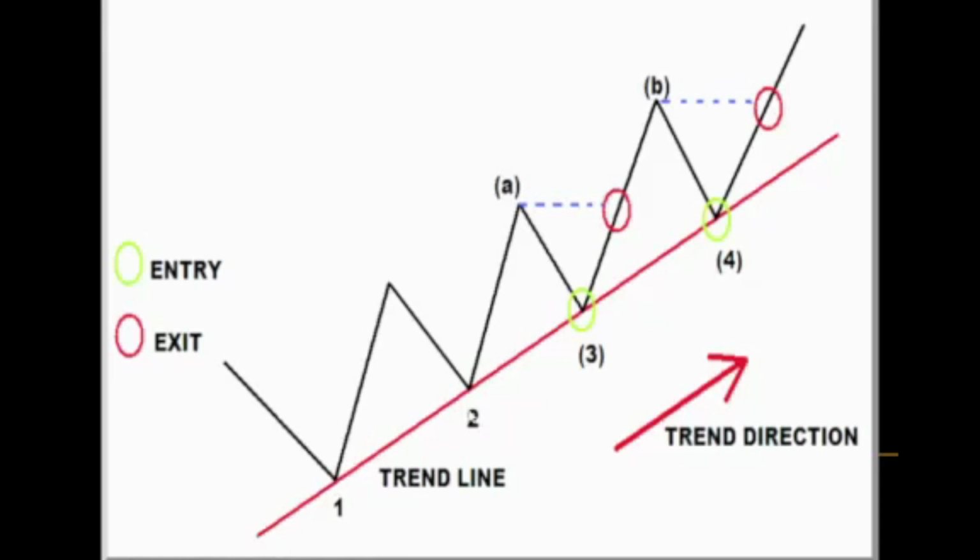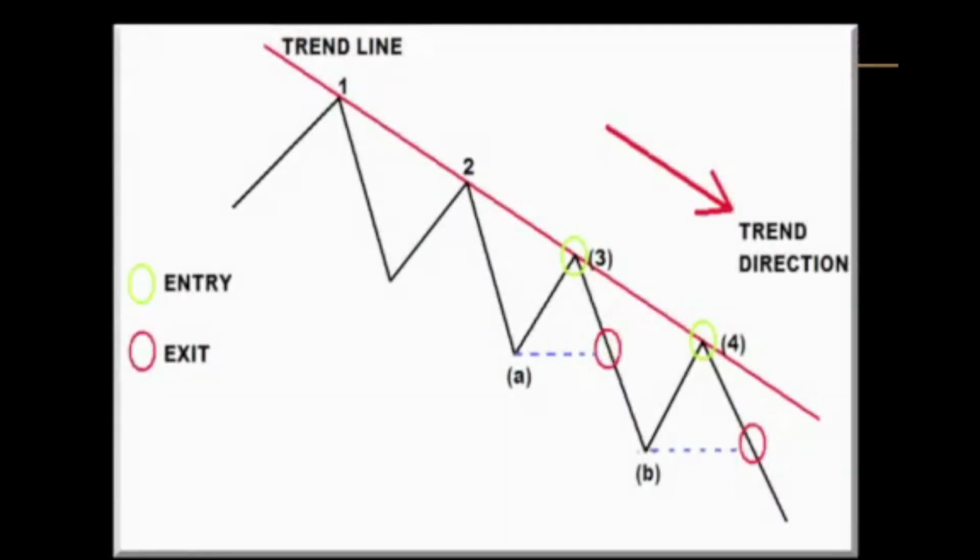Say points 1 and 2 are used to draw a trend line, and then wait for points 3 and 4 to happen for an entry. Now this is point 3. So the point 3 here is used for our entry, and then points A and B are used to take profits. Here A and B are used to take profit. Now this is how you make accurate trades.